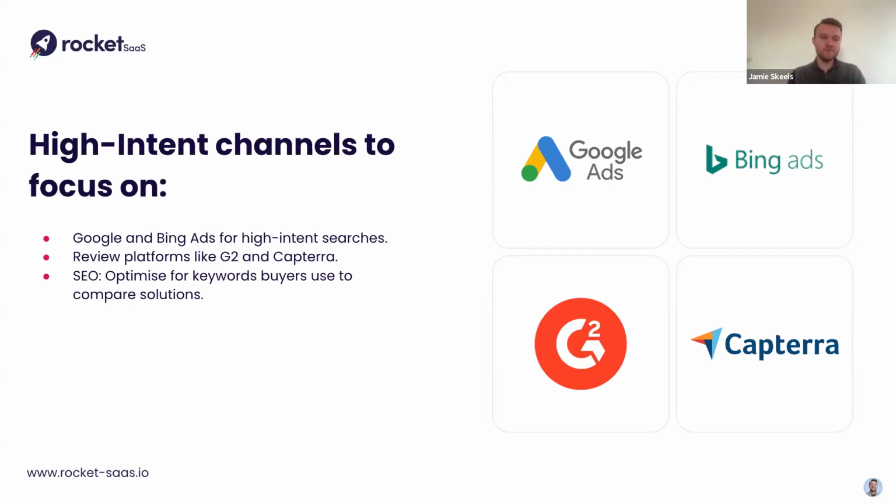And then finally, similar to the Google and Bing ads channel, Google and search engine SEO at the bottom of the funnel. This is basically optimizing for keywords that buyers are actively using to compare solutions and appearing organically for those keywords. And we're going to touch a little bit more on that bottom of funnel SEO point in a bit as well.